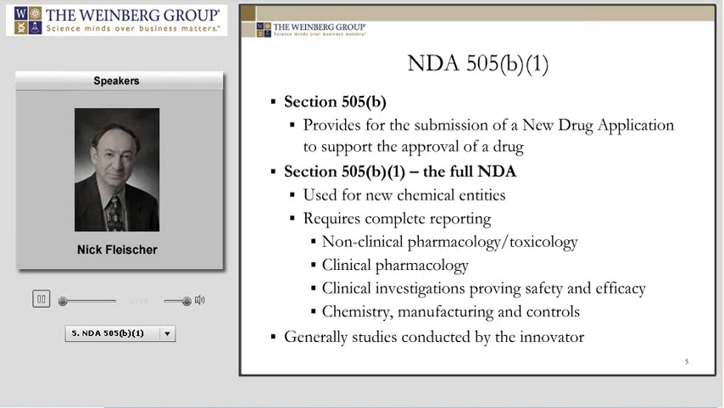So, as I said earlier, a 505(b)(1) NDA is what is considered a full NDA, and as described in the Food, Drug, and Cosmetic Act, it provides for the submission of a new drug application to support the approval of a drug. What that means in layman's terms basically is that when somebody wants to market a drug, they have to submit the information to the FDA and obtain approval from the FDA prior to marketing, and that is a full new drug application. Ordinarily, a full NDA is used in most cases for new chemical entities, and it does require complete reporting of the non-clinical pharmacology and toxicology information.